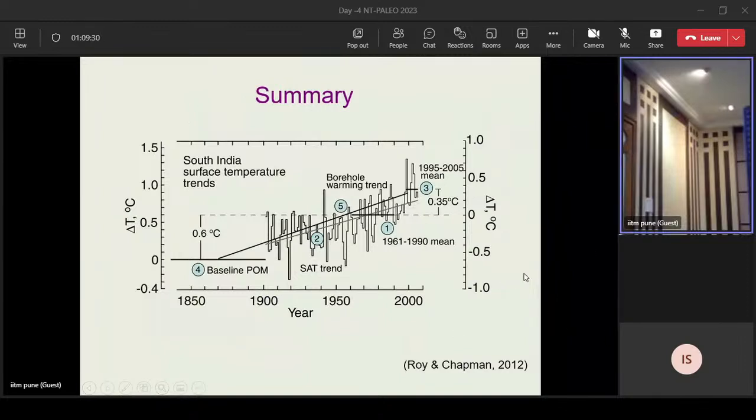See, this is the level, and then the baseline POM is minus 0.6 degrees lower than the 1961 to 1990 mean. So if you take from that baseline up to 2005 or 2010, you already have a clear additional 0.35 degrees Celsius warming. This is what comes out of combining the two pieces of information, the meteorological as well as the borehole record.